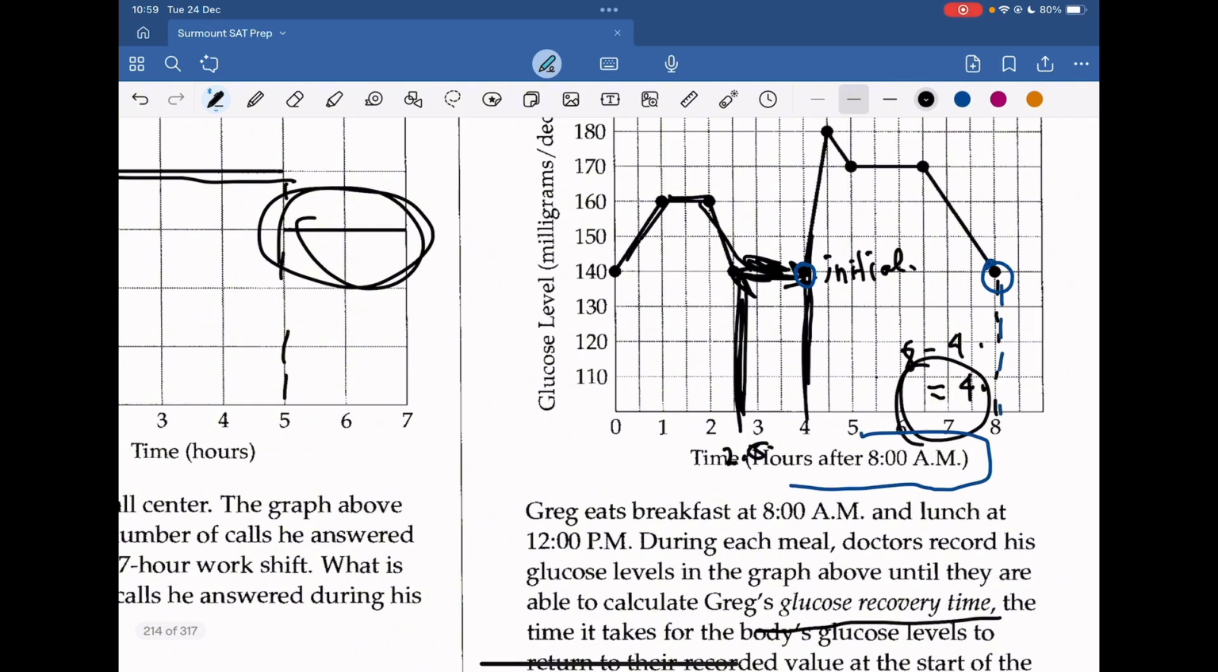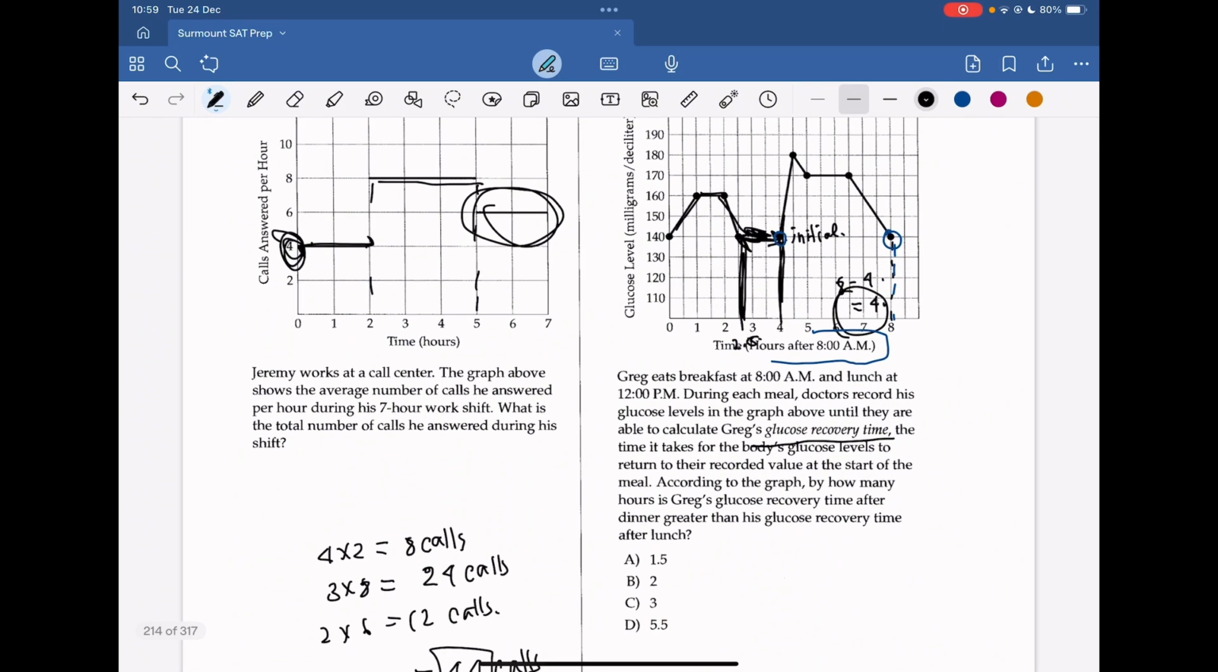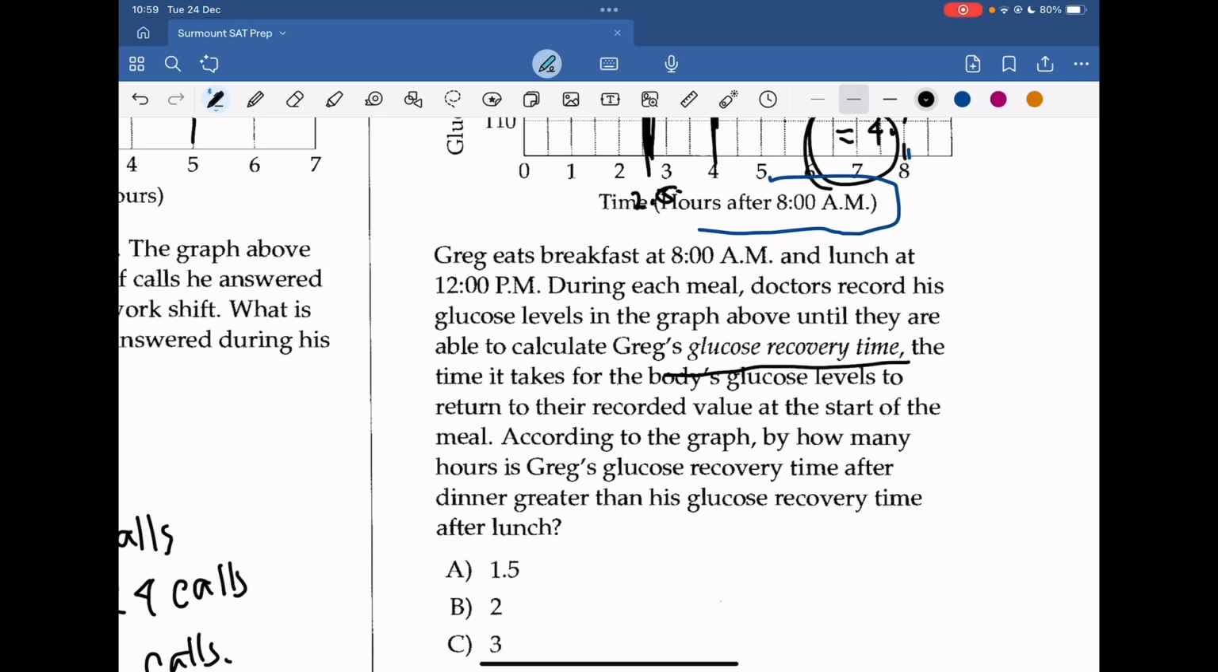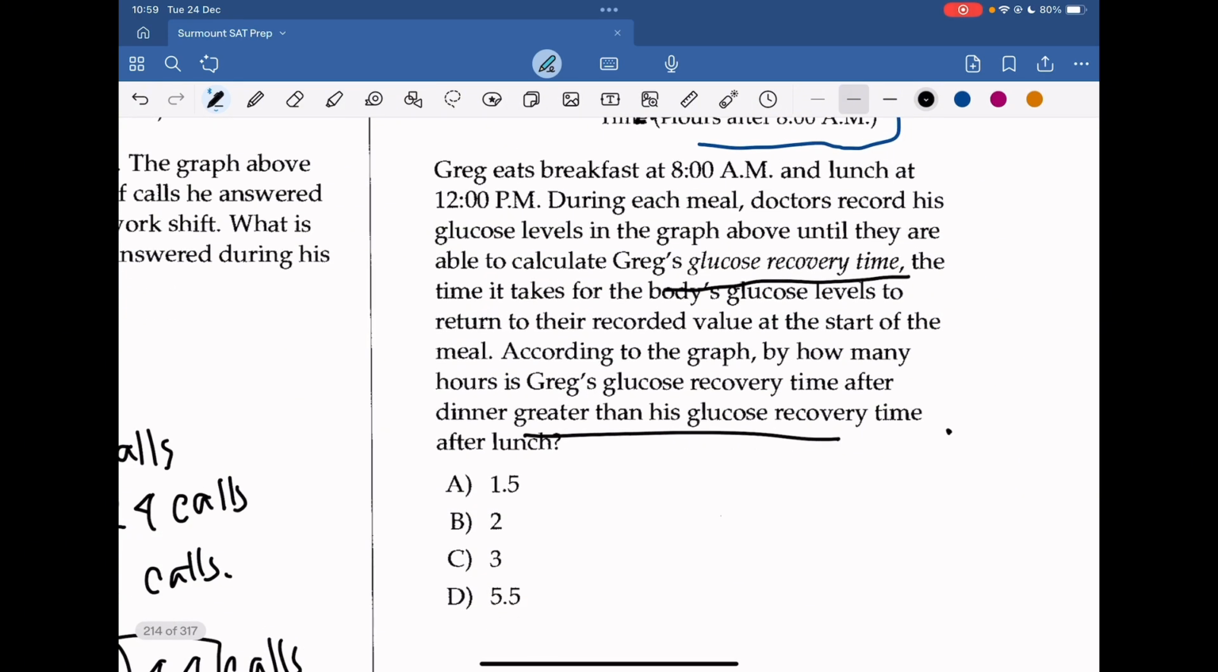So for dinner it takes 4 hours, and for breakfast it takes 2.5 hours. To find how much greater the glucose recovery time at dinner is, all we have to do is 4 minus 2.5. So we subtract the two values that we found to get 1.5. So the answer is A.